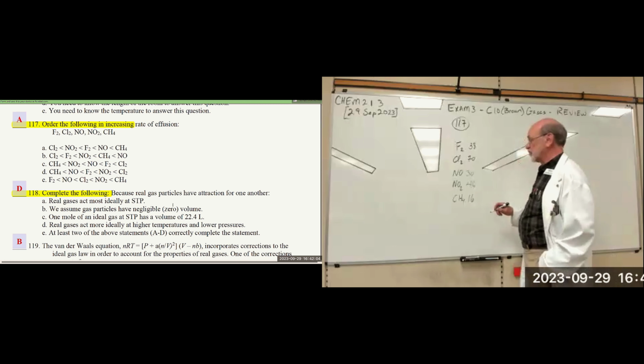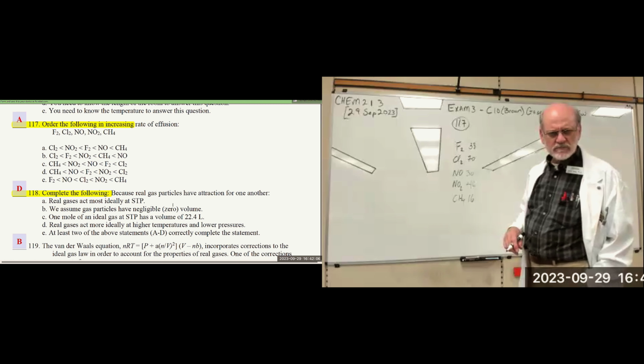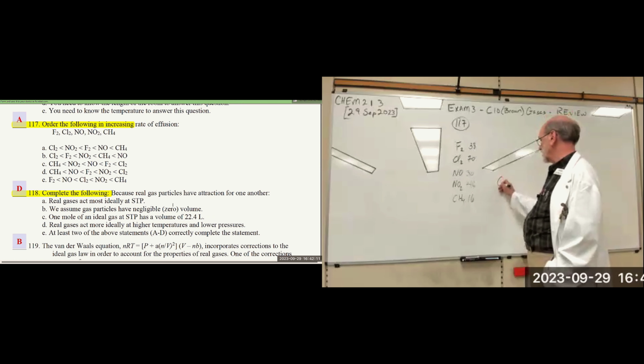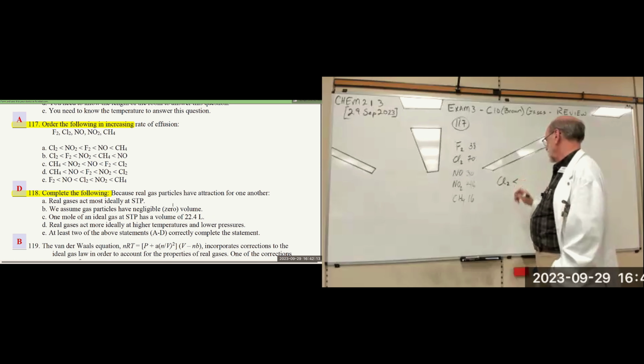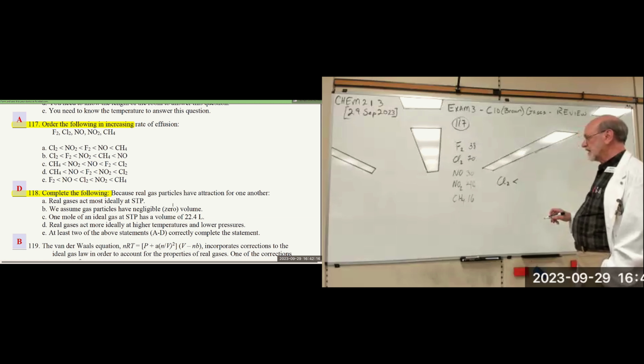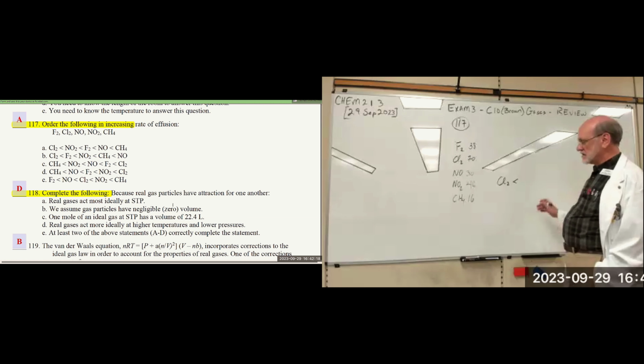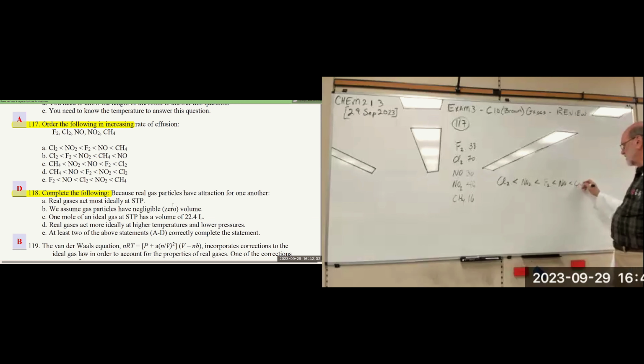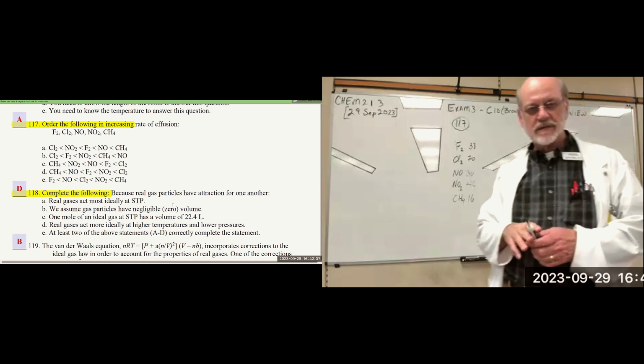Okay, now we're ready to put them in order of, let's see, increasing rate of diffusion. So the slowest one is going to be chlorine. Slowest rate of diffusion. The next one's going to be NO2. The next one's going to be F2. And then NO. And then methane. So that should be A.